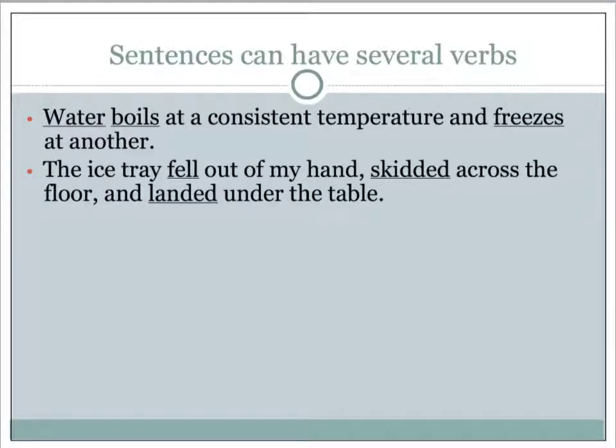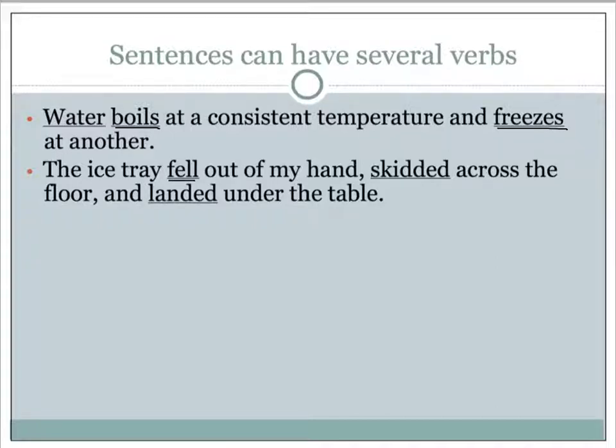Sentences can have several verbs. "Water boils at a consistent temperature and freezes at another." "Boils" is the first verb. "Freezes" is the second verb. The subject of the sentence is "water." The sentence is about water. The second sentence, "The ice tray fell out of my hand, skidded across the floor, and landed under the table."